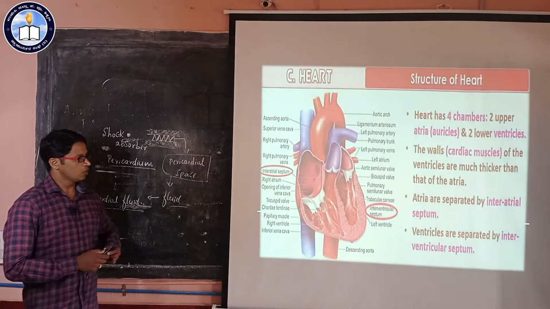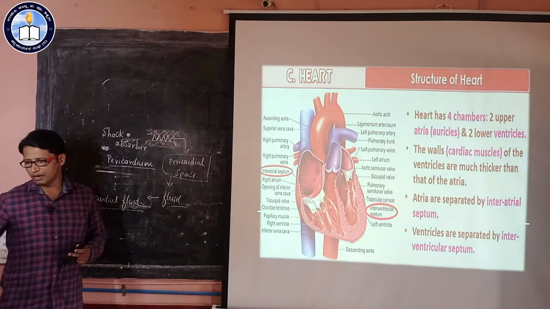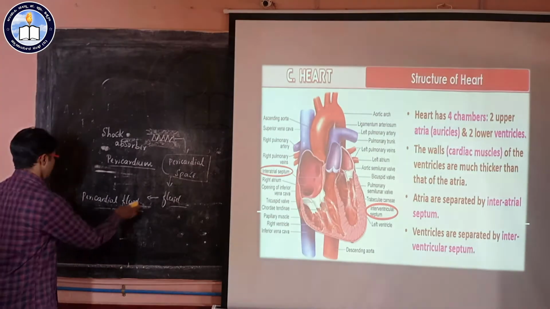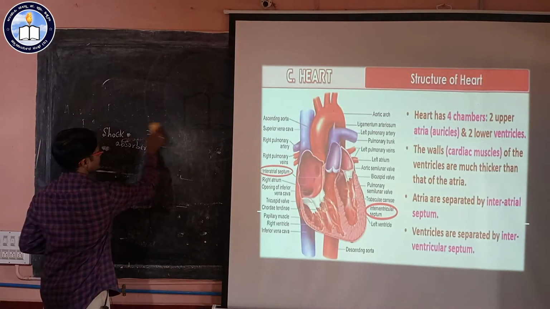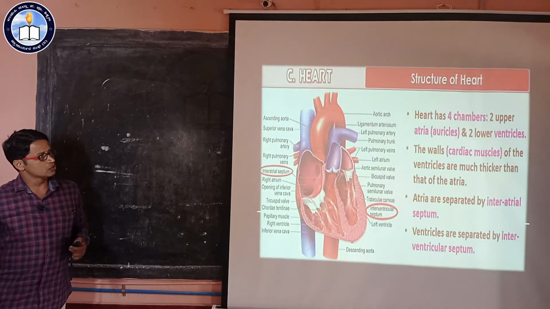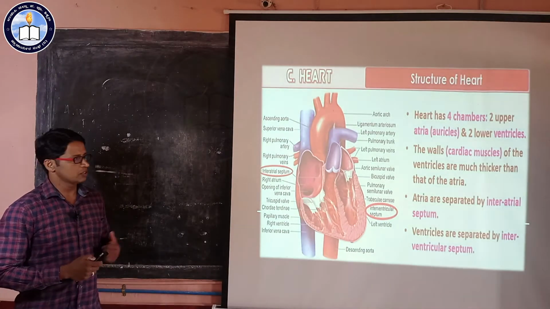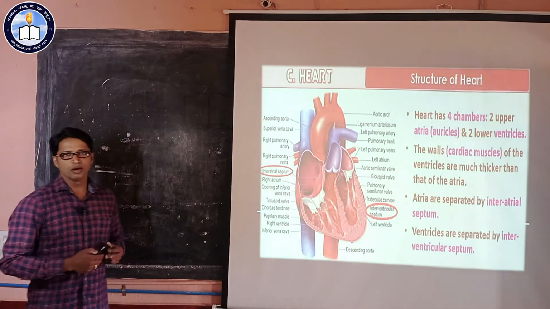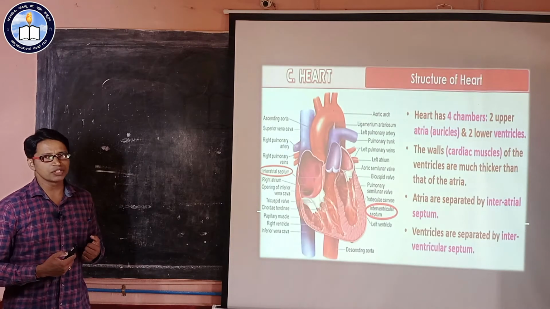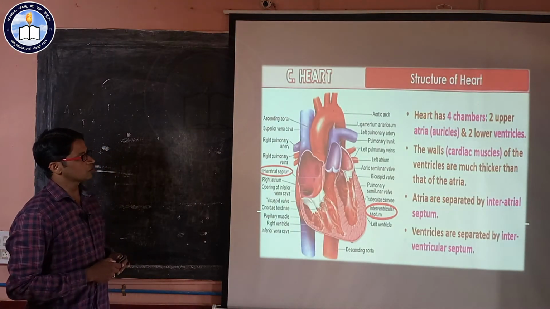Next, this is the sectional view of our heart. When we take a vertical section of our heart, this is how it looks. Here our heart is made up of 4 chambers. As we studied earlier, we are all mammals. The heart of mammals is made up of 4 chambers.